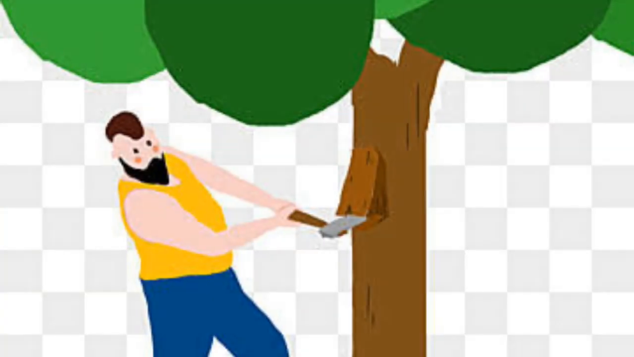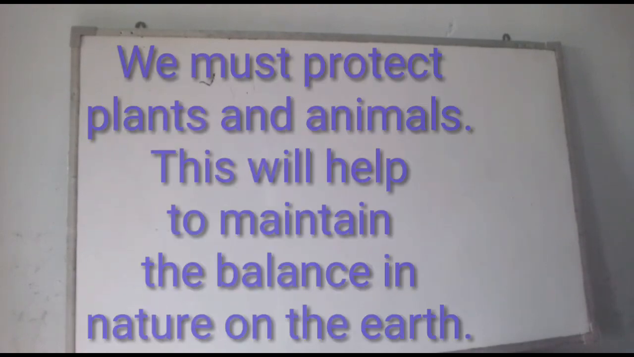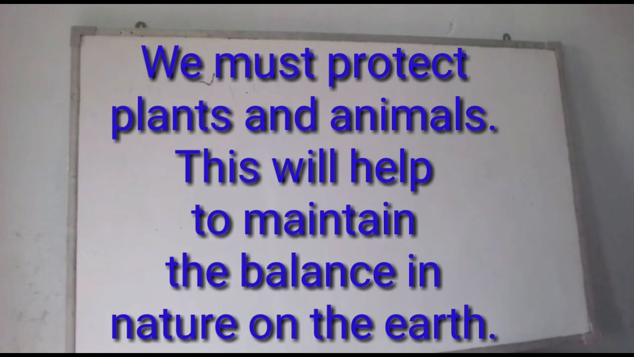Sometimes human activities such as cutting of trees, construction work and mining disturb the balance in nature. Thus, human beings have to be very cautious about their impact on the environment. We must protect plants and animals. This will help to maintain the balance in nature on the earth.